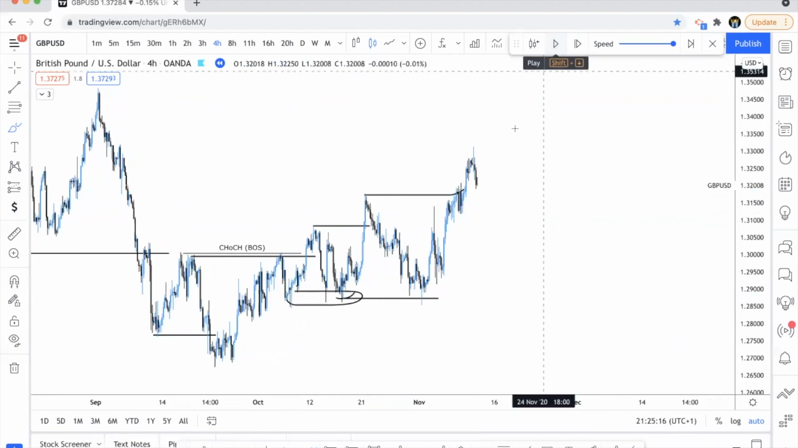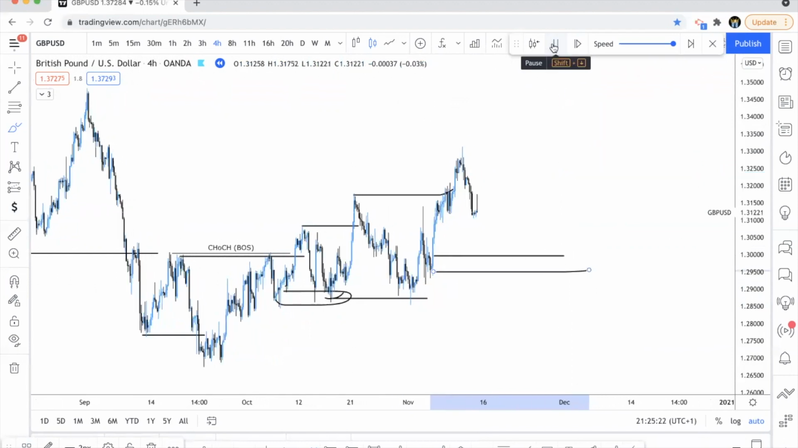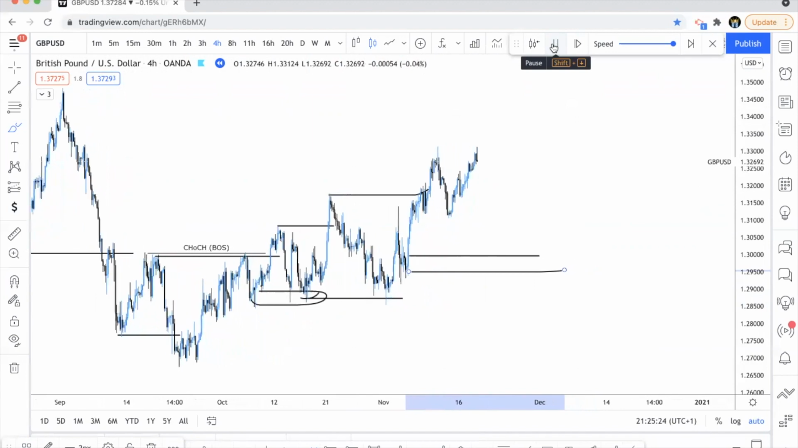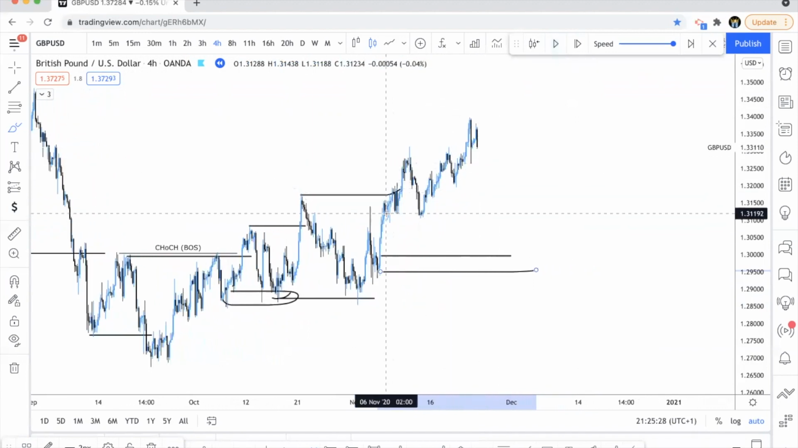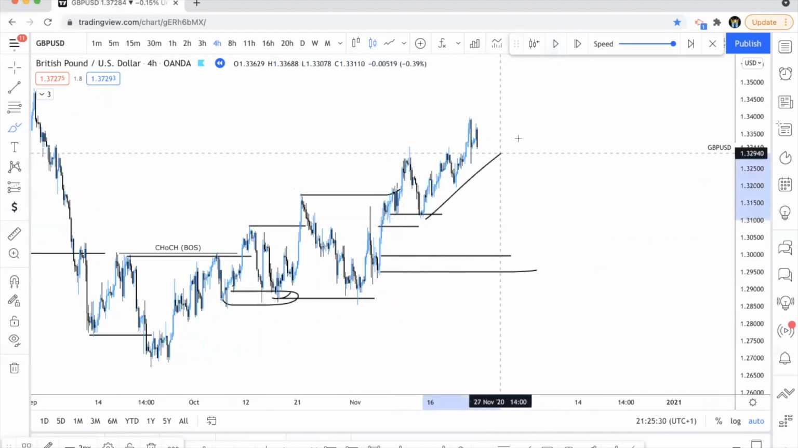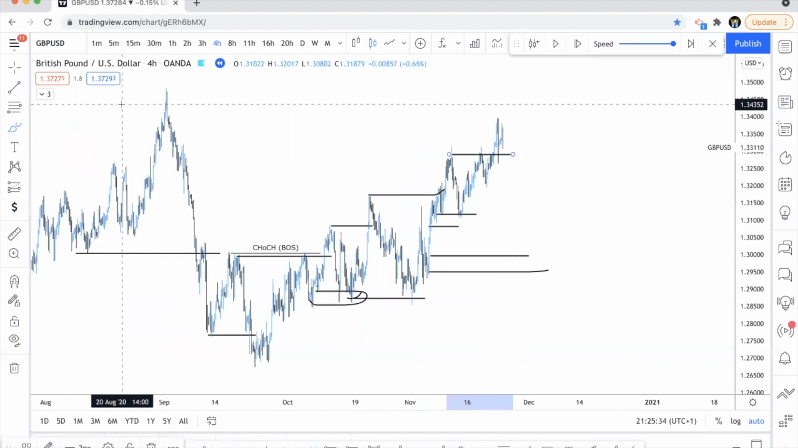Continue. Let's see if it's breaking. Okay, it broke a minor structure. We know we're still going up right here. Okay, we're still looking for buys, guys. Very easy. Look at that. Price came and mitigated this area here. It'll look for buys, right? Breaking minor structure.